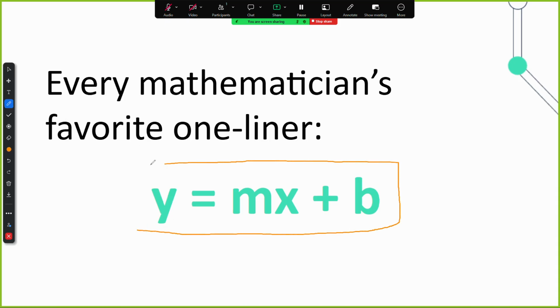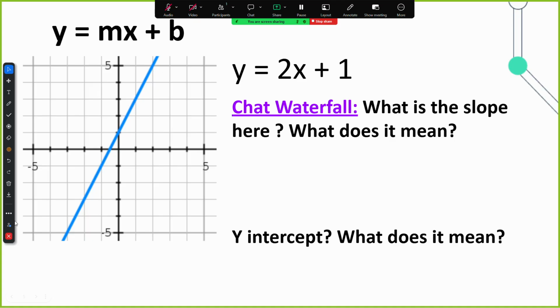Y equals mx plus b. This is the classic formula for a line. Y equals mx plus b is quite literally just a line in a plane where m is the slope and b is the y-intercept. Everyone has learned this at some point if you've done algebra. Now, this is just a line as an example: y equals 2x plus 1. This is the same thing as y equals mx plus b. So here, 2 is the slope and 1 is the y-intercept.